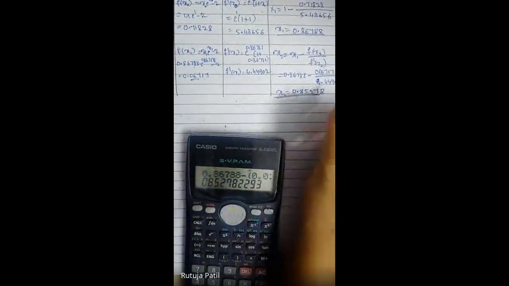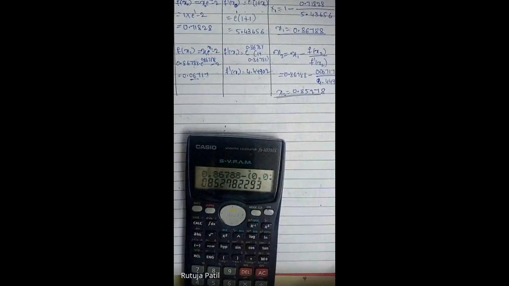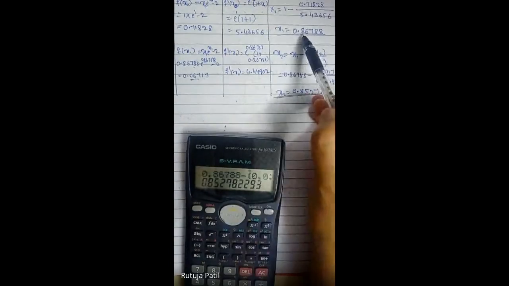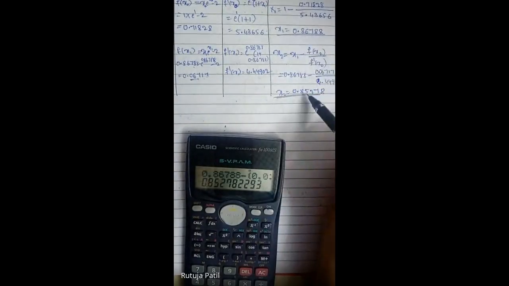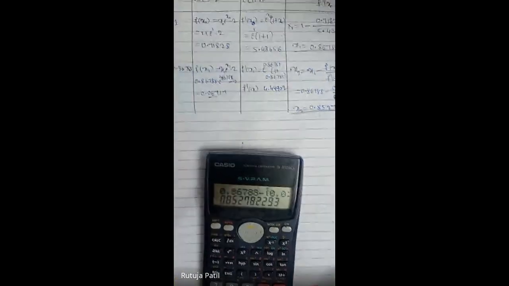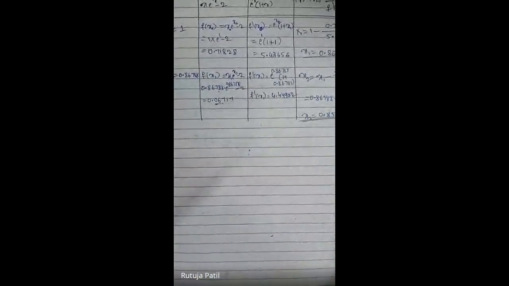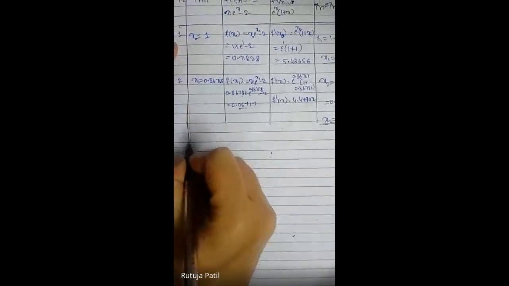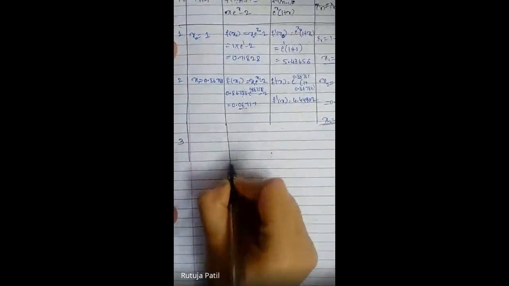What they have told in the question is that we have to correct up to 3 decimal places. See, here we have 0.868, here we have 0.853. Still the 3 decimal places are not the same. So again, we have to go for the next iteration, that is the third iteration, okay?